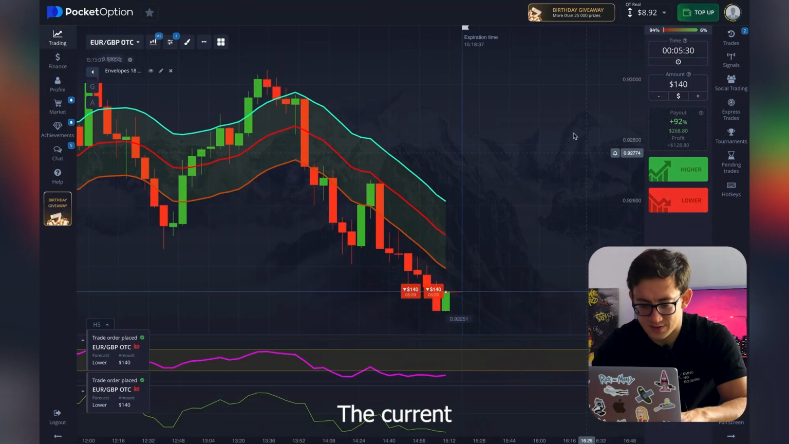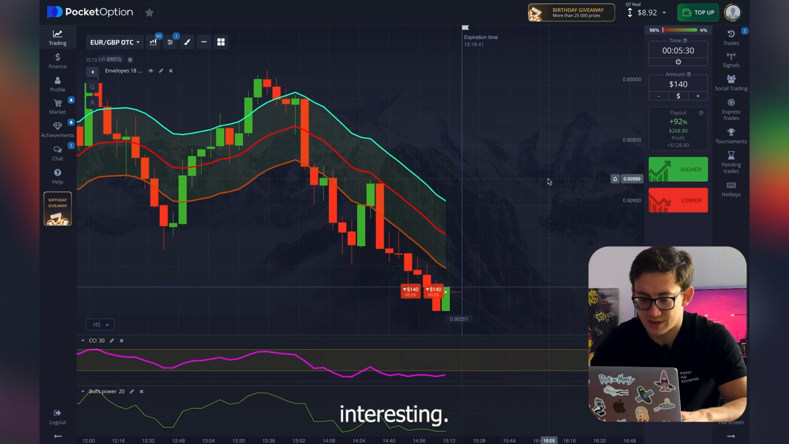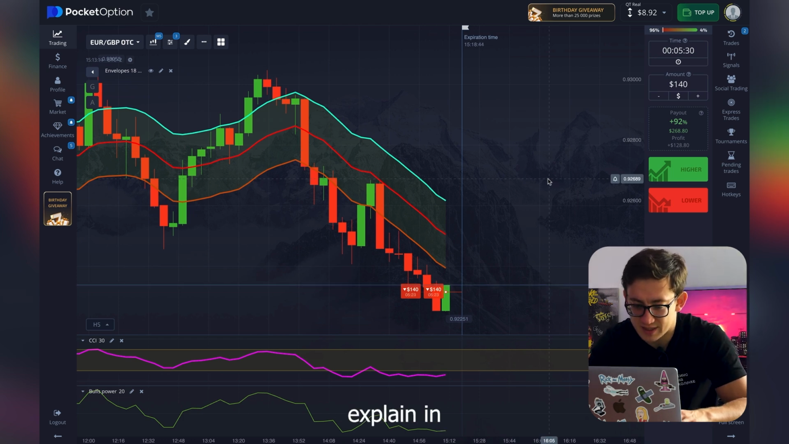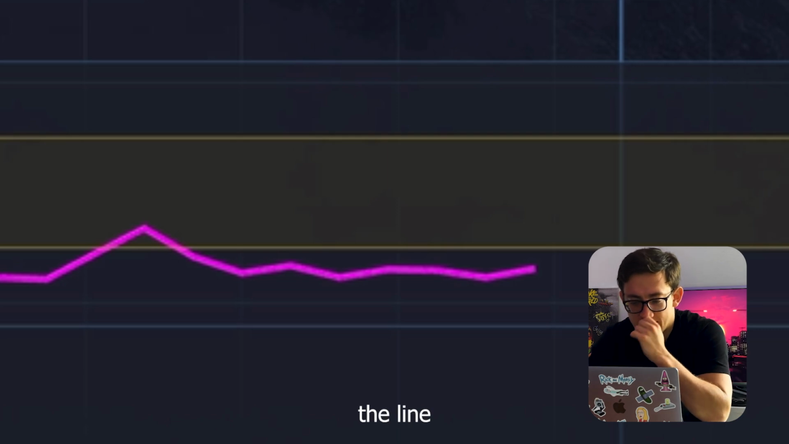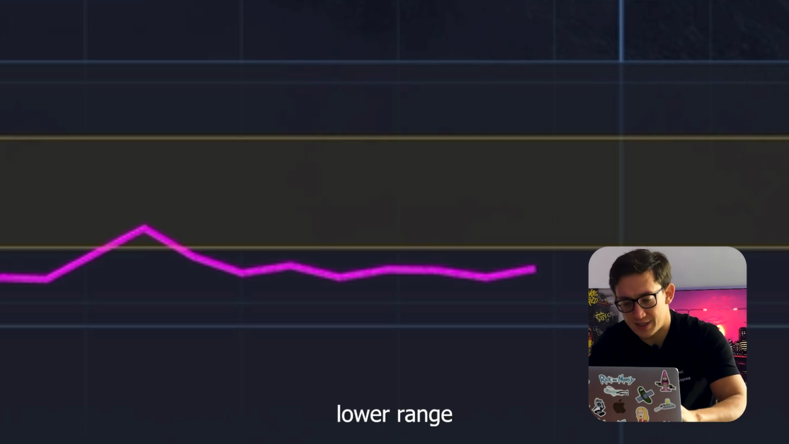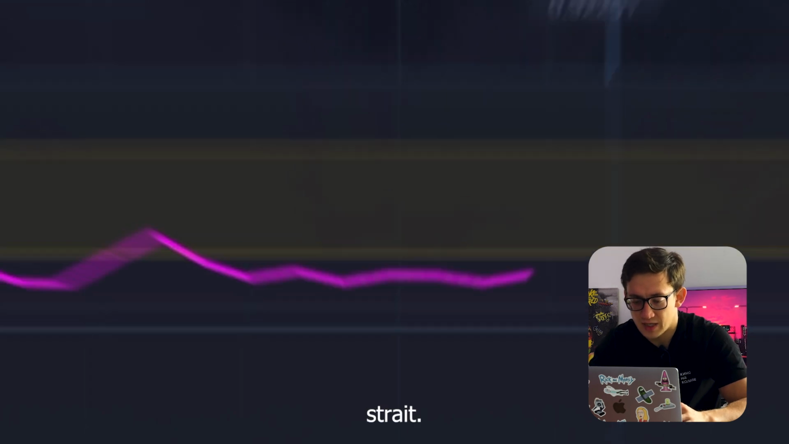Okay, guys, the currency pair remains the same, with an interesting downward position. Let me explain it in more detail. The situation here is quite similar to the previous trade. Looking at the CCI indicator, we see that the line is still in the lower range and pointing downward, indicating a signal to enter a bearish trend.